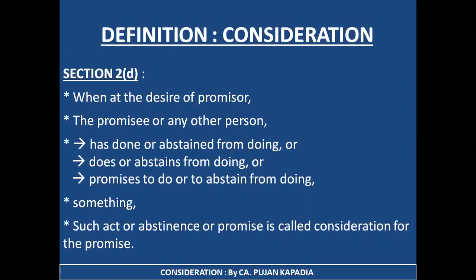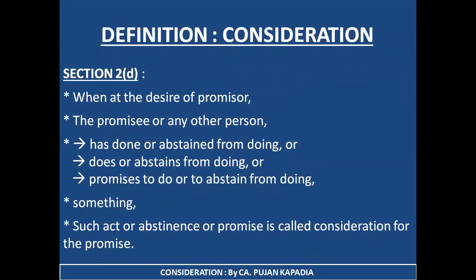So here, who is desiring? Basically the person who is promising. Fine. So when anything is being done at the desire of promisor. Second is the promisee or any other person. So either the promisee, that is the person to whom the promise is made.